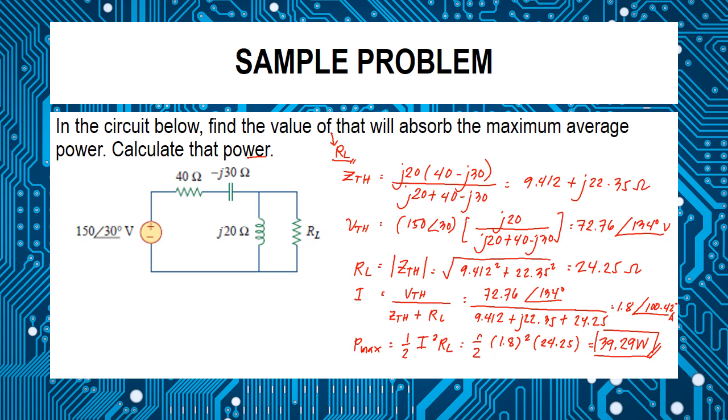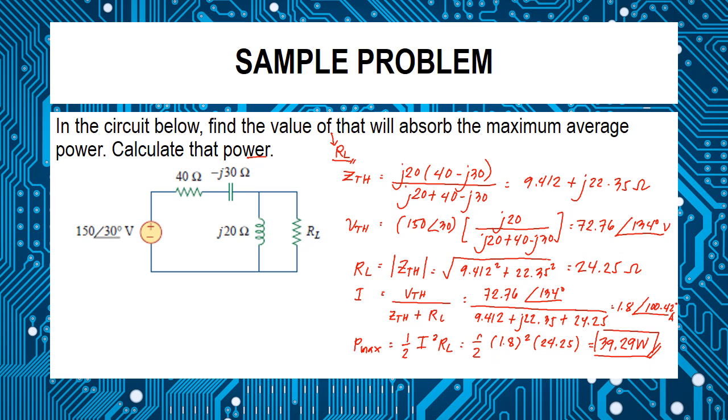So the value of RL that will absorb the maximum average power, RL, will be equal to the magnitude of ZTH, and that is equal to the square root of 9.412 squared plus 22.35 squared, and equal to 24.25 ohms.